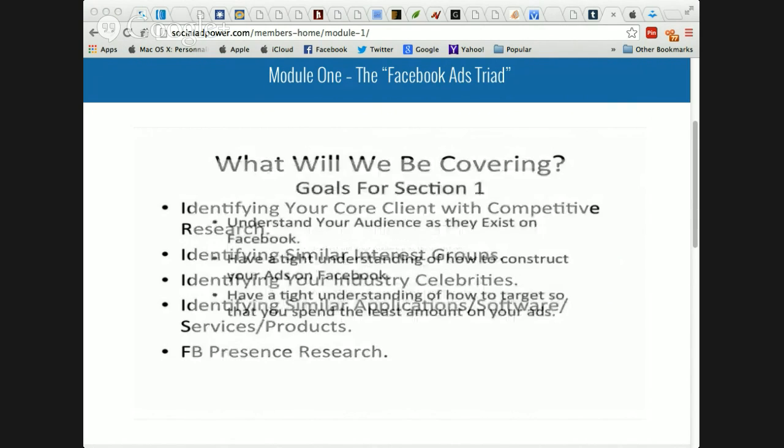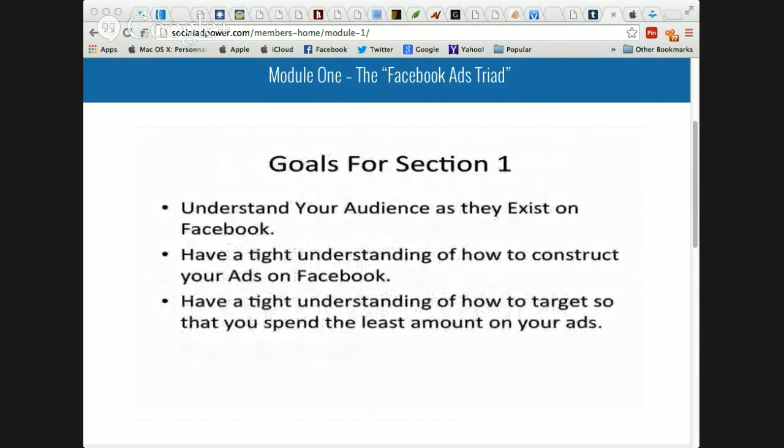Now, a couple key things that we have as goals for this first section. The first one is to understand your audience as they exist on Facebook. We're going to be running our ads there, so we want to make sure with all this research we're doing that we know exactly who we're going after. It's not going to take long to do this research, but we want to make sure that we have our audience down. Another goal is to have a tight understanding of how to construct your ads on Facebook.